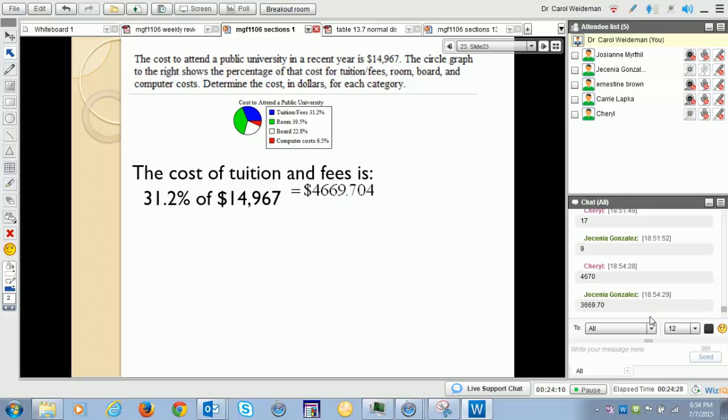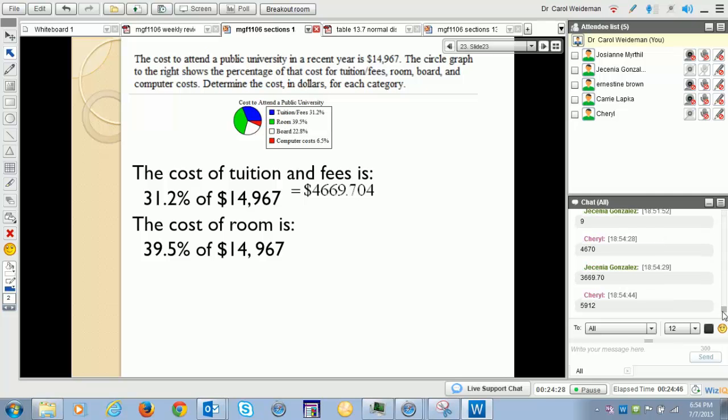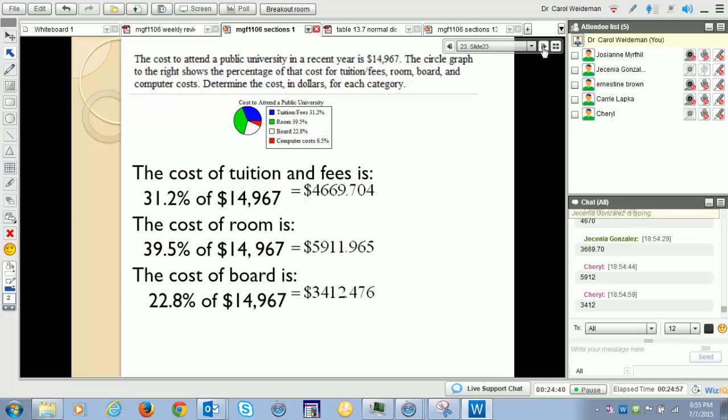Okay, good, very good. And watch, if you're doing these in MyMathLab, how many decimals. The cost of the room is, so we're going to take 39.5% of the 14,000, and anybody want to do that one? 59.12, yep, round it off. And the cost of the board is 22.8%, so you're just going to multiply these. Right, good. And then lastly, the computer costs.